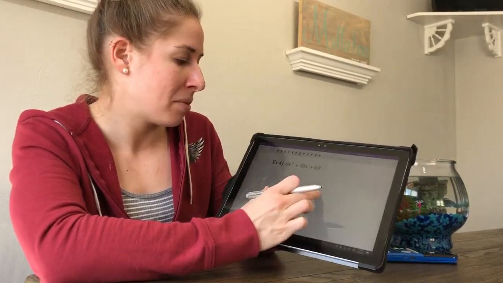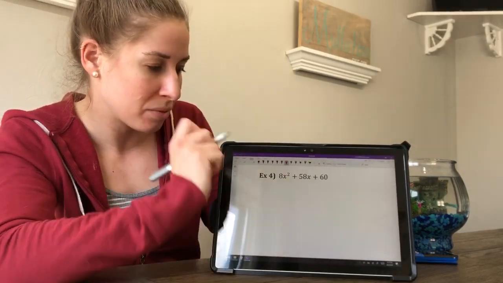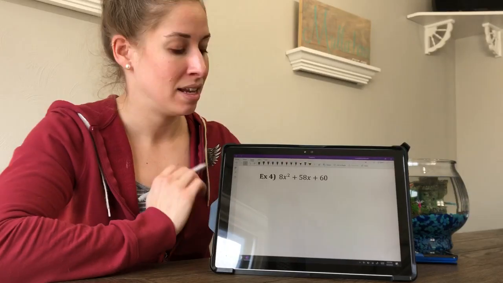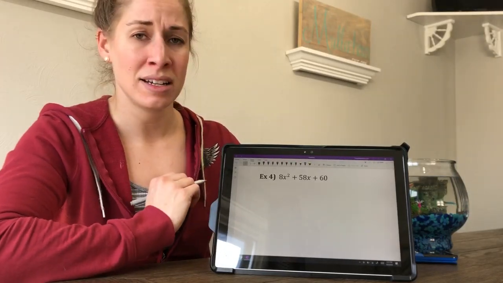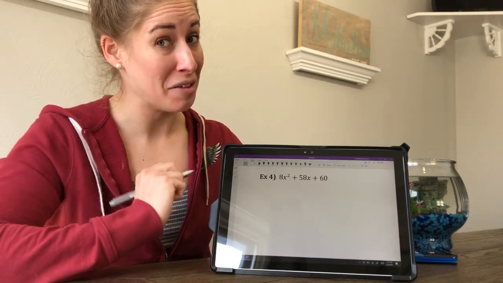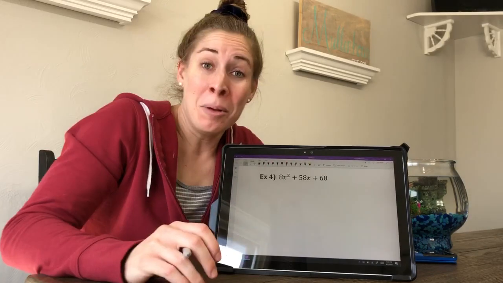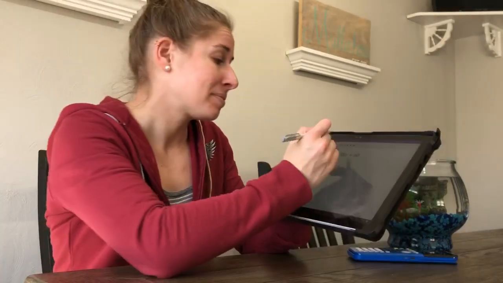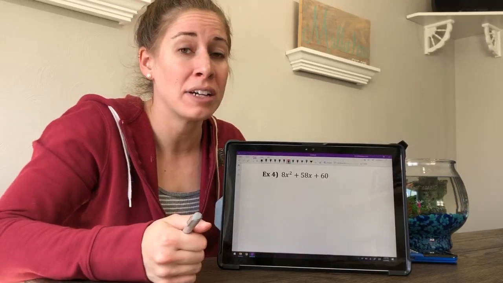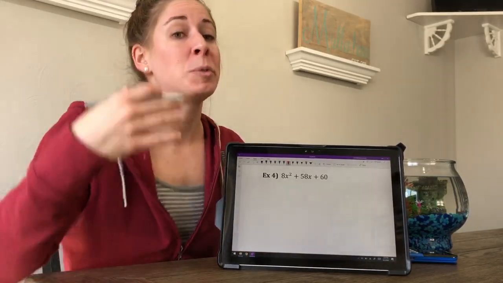Okay, I'm going to do number 8. Just kidding, this is number 4. I'm going to do number 4 with you as well. 8x squared plus 58x plus 60. 8, 58, and 60? Oh, what you should notice is that those are all even numbers. So step number 1 of factoring, there's a common monomial. Factor it out. If you forget that step and you don't factor out the common monomial, it's not the end of the world. Your numbers will just be bigger.